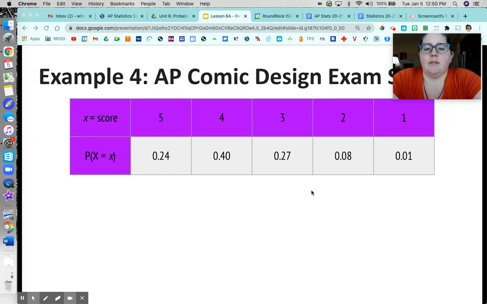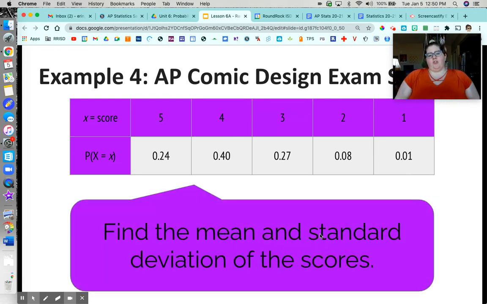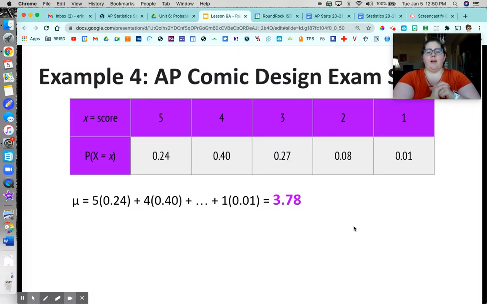This is based, in theory, it's not real, on the global results on this test. So if I wanted to find the mean and standard deviation of those scores, I wanted to know what's the average score on this exam, and then what's the standard deviation, what's the typical difference from the average score. To find my mean, remember our formula is we do each numerical value times its probability. We do that for each option, and then we add them all together. So I showed that work here, with a little ... in the middle.